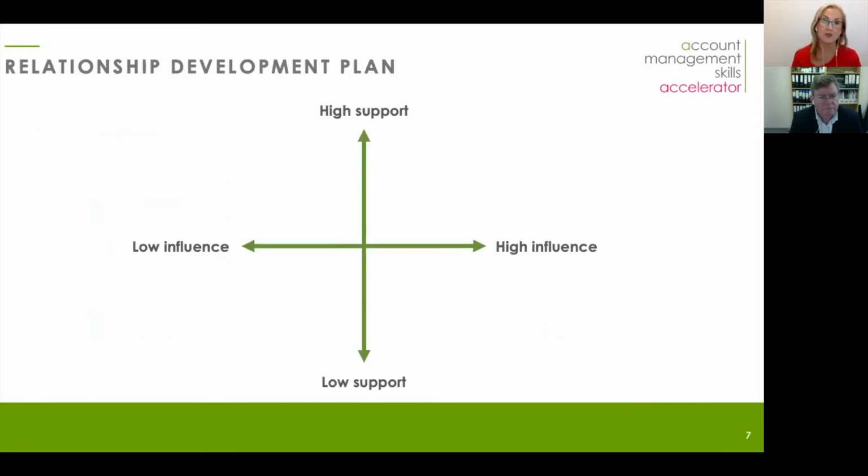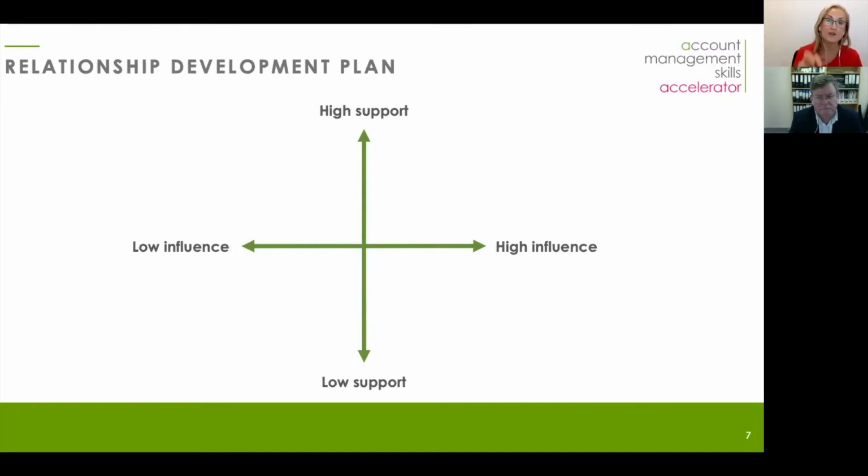The next thing you want to do is, within those clients, look at the individuals we are interacting with from the agency perspective. Who are they, and how supportive are they of us? And how influential are they in their client company?